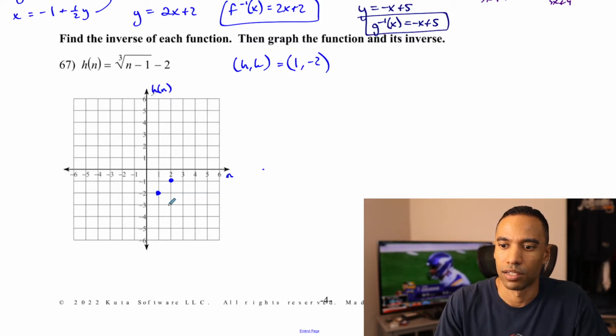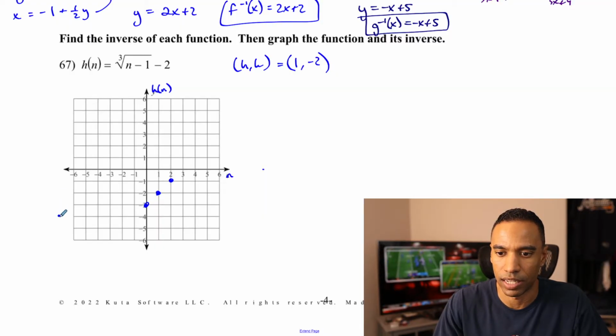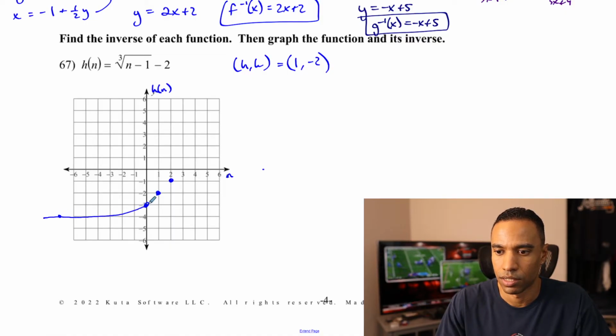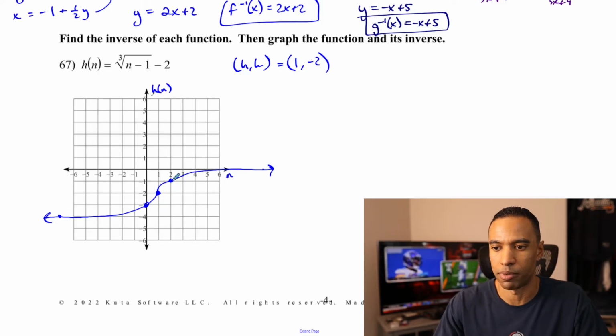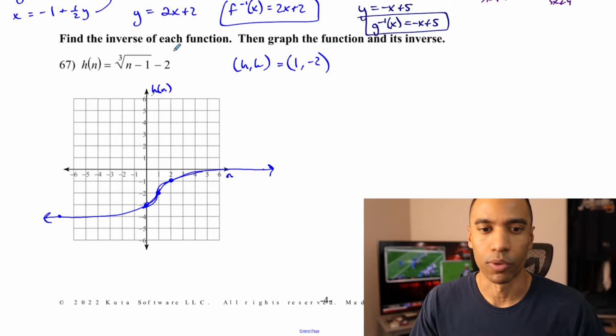And then left 1 down 1 and left 8 down 2. I can kind of pretend like I can fit that right there. So this graph should look something like this. It doesn't actually flatten out, but it kind of has that sharpness to it right there. That's right. That's pretty good. Okay. So there's the cube root one.